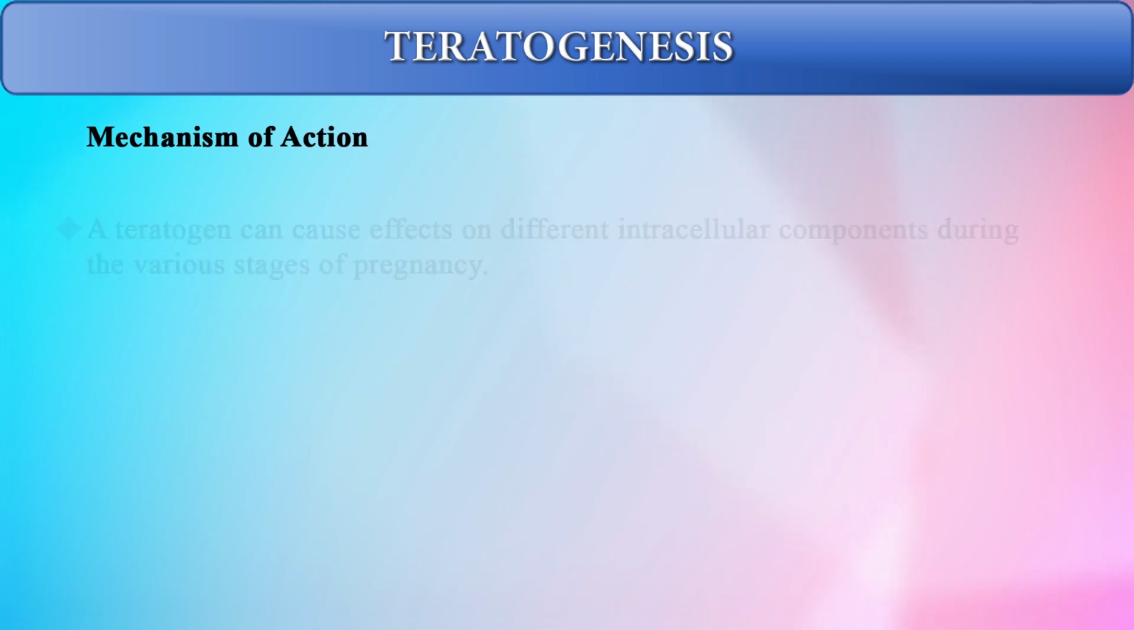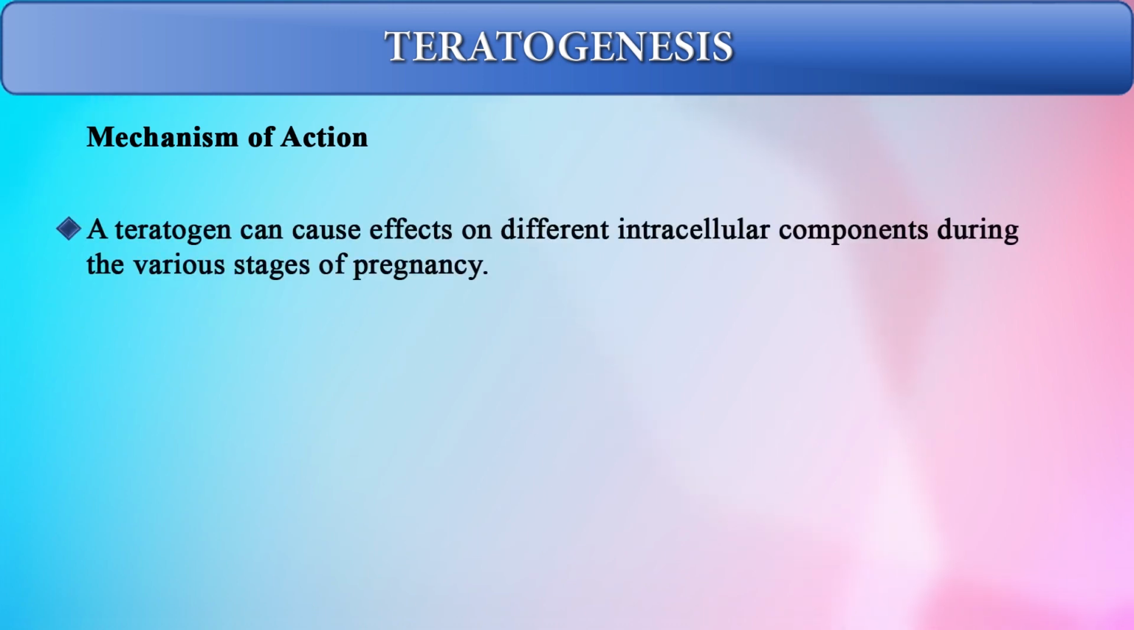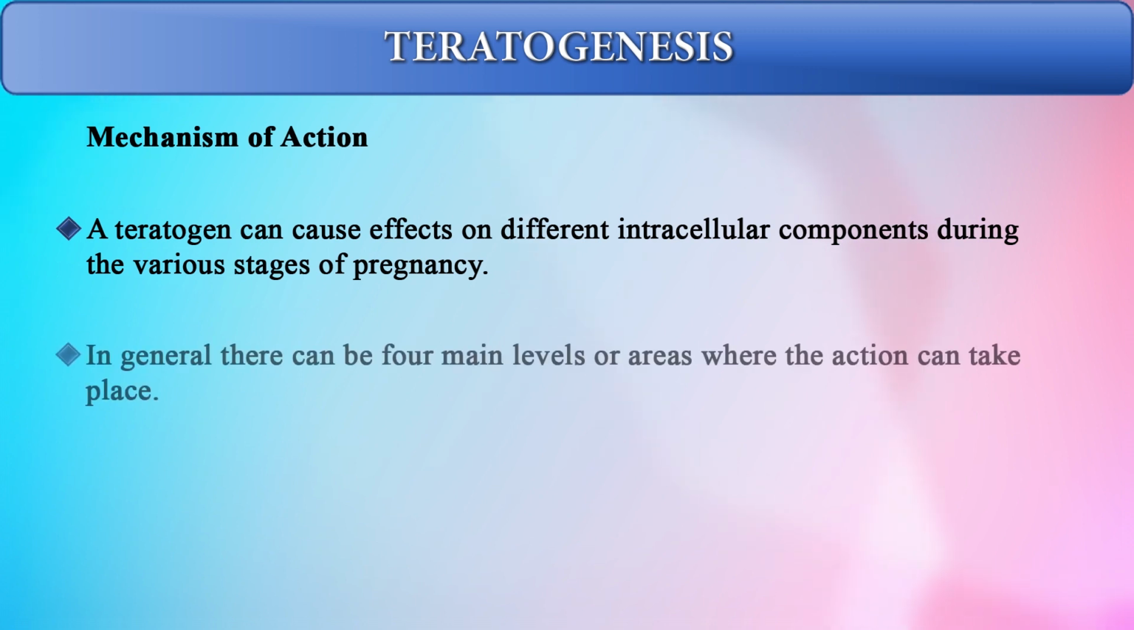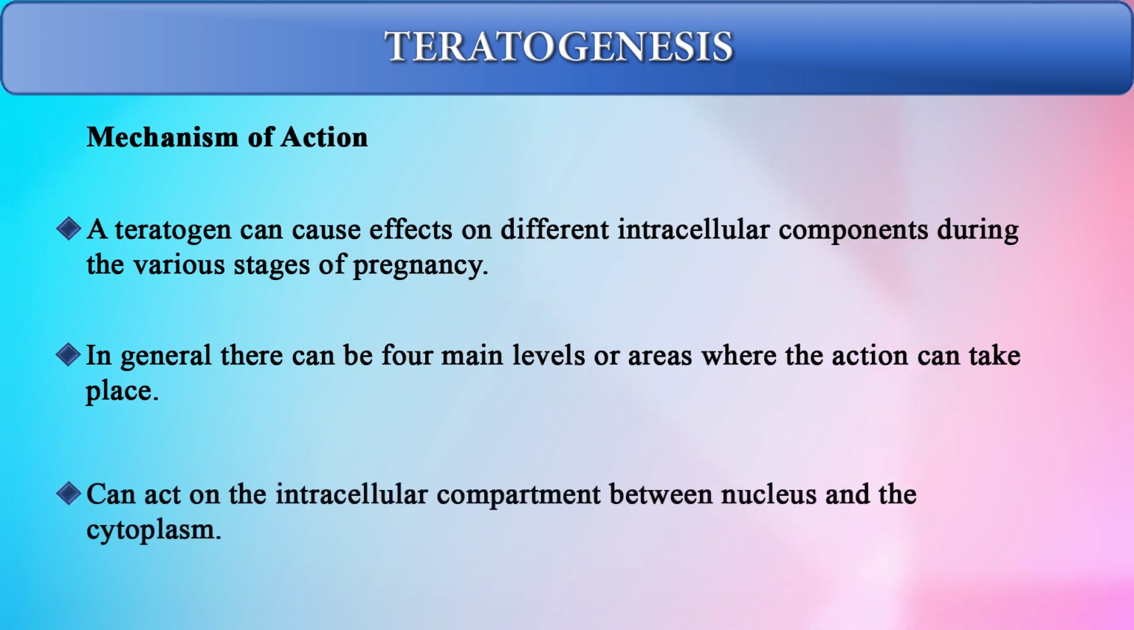Mechanism of action. A teratogen can cause effects on different intracellular components during the various stages of pregnancy. In general, there can be 4 main levels or areas where the action can take place. First, they can act on the intracellular compartment that lies between the nucleus and the cytoplasm. Then, they can act on the cell surface by giving rise to structural and functional anomalies. They can act on the extracellular matrix. They can act on the fetal environment at the organism level or in the feto-maternal relation.